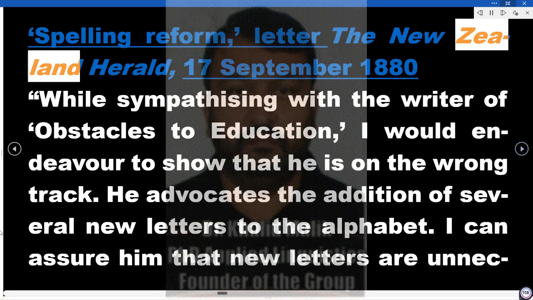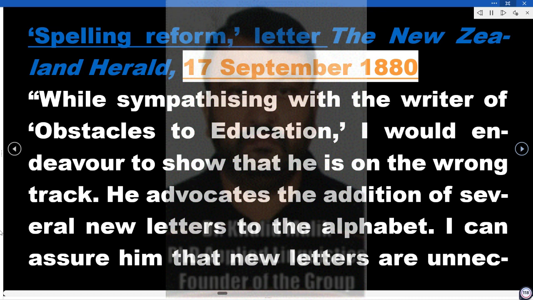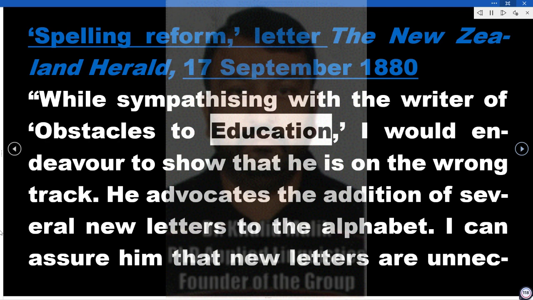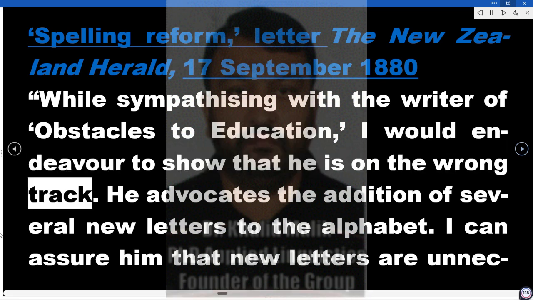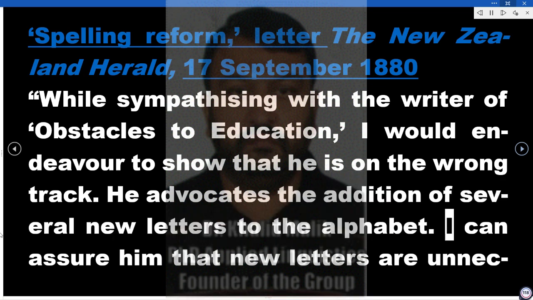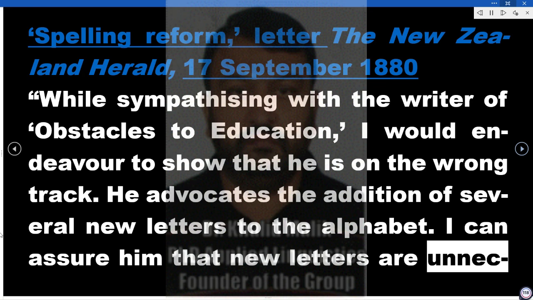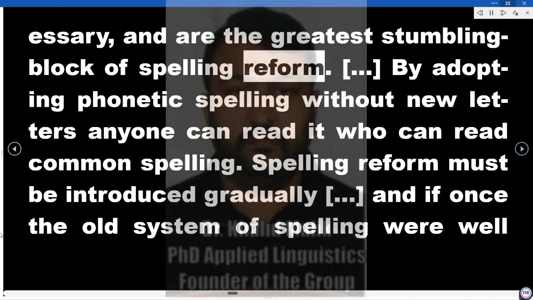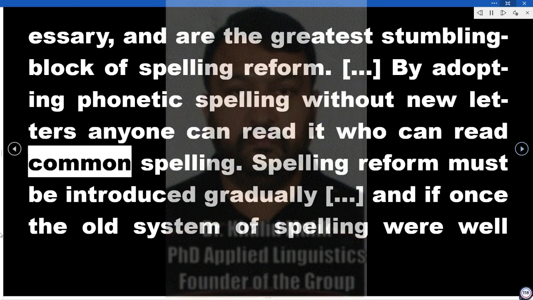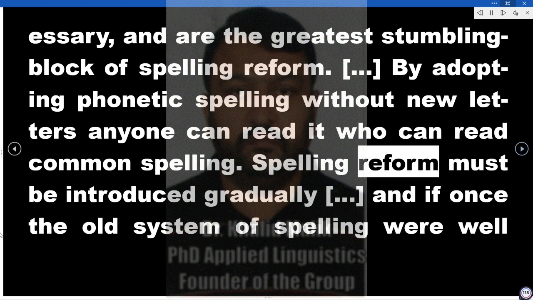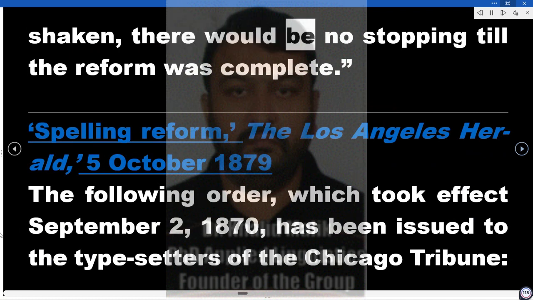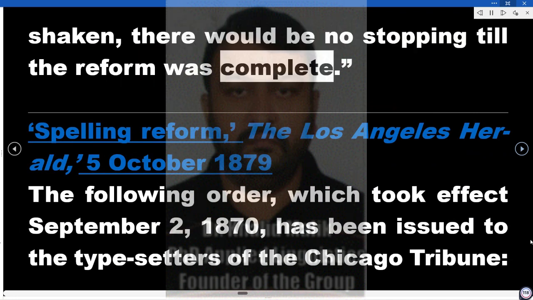Spelling Reform, letter to the New Zealand Herald, the 17th of September 1880. While sympathizing with the writer of Obstacles to Education, I would endeavor to show that he is on the wrong track. He advocates the addition of several new letters to the alphabet. I can assure him that new letters are unnecessary, and are the greatest stumbling block of spelling reform. By adopting phonetic spelling without new letters, anyone can read it who can read common spelling. Spelling reform must be introduced gradually, and if once the old system of spelling were well shaken, there would be no stopping till the reform was complete.